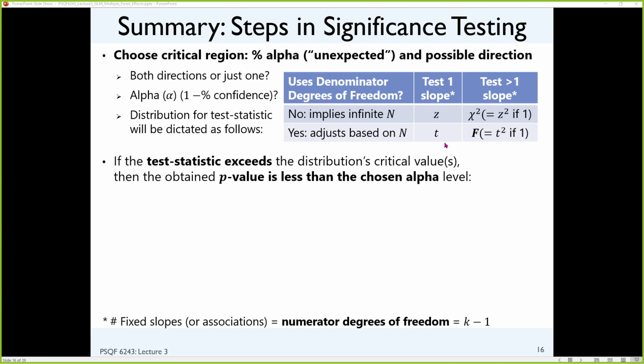So that's for testing one thing. And if you have a t or a z, it's computed as estimate divided by standard error. The only difference is the reference distribution for where 5% starts.